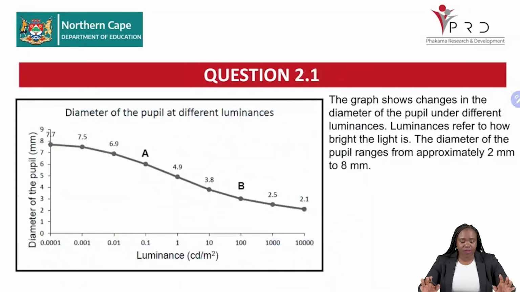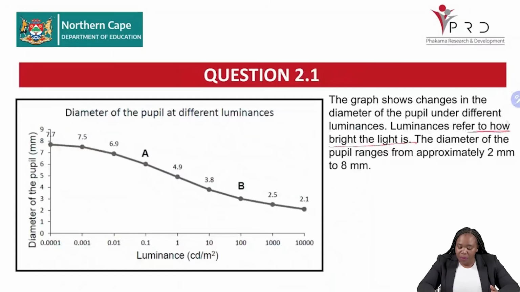Right, so let's get to our first question, which is question 2.1, whereby it says the graph shows changes in the diameter of the pupil under different luminescences. Luminescence refers to how bright light is. So that simply explains to us what we are looking at when we look at the different luminescence, right? So this is the brightness of light, basically.